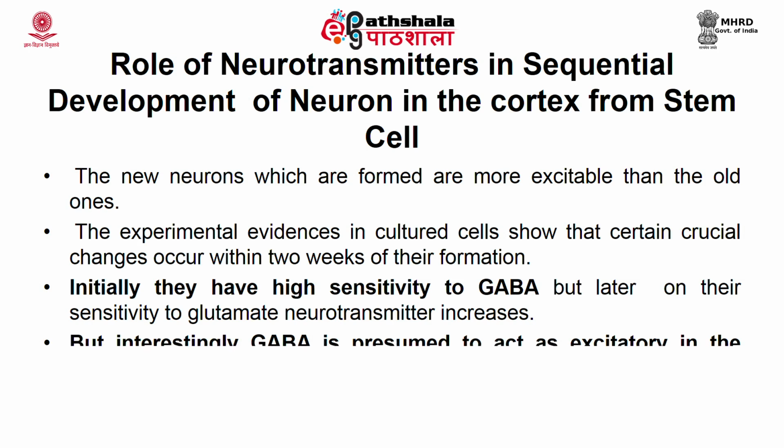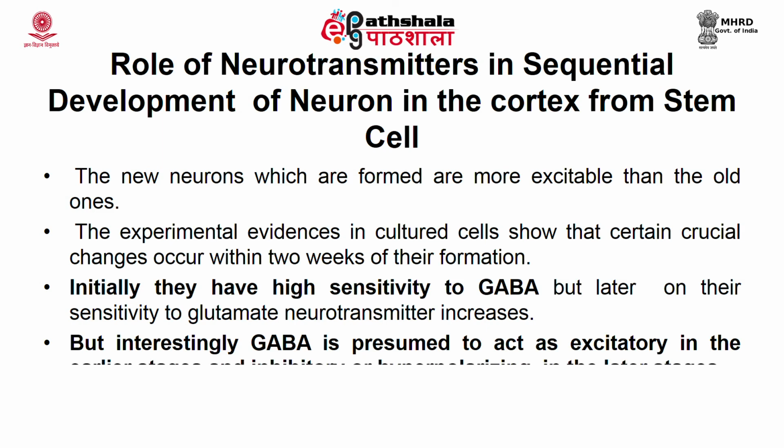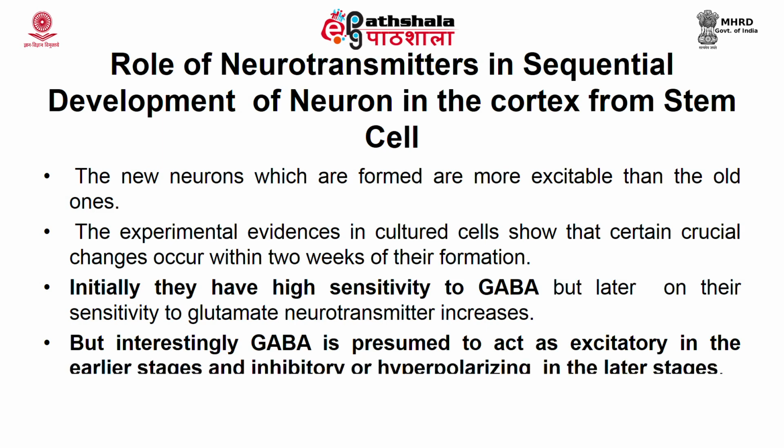GABA is presumed to act as excitatory in the early stages and inhibitory or hyperpolarizing in the later stages, which is something very strange, because what we usually see in adult neurons is that GABA is very inhibitory, but in this case we see that GABA is initially excitatory but inhibitory in the later stage.